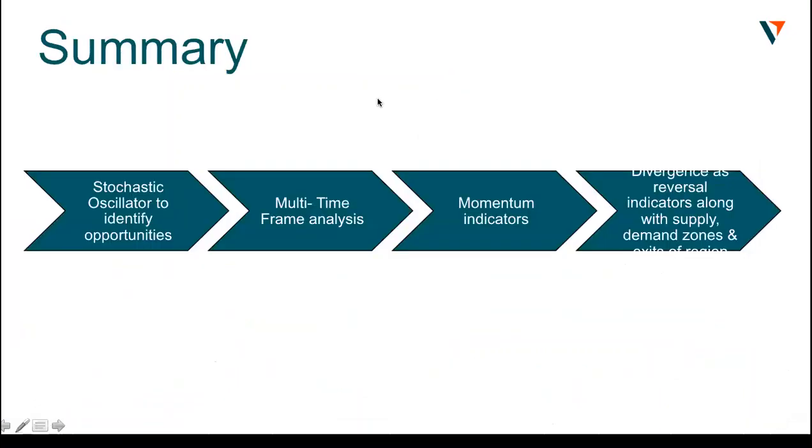So this is what we have covered: using stochastics to identify opportunities, how we can combine them across multiple time frames, and how we can use MACD to better identify entries. And then finally, incorporating the concept of divergence based on what we have learned throughout this whole series. So I hope that stochastics is clear.